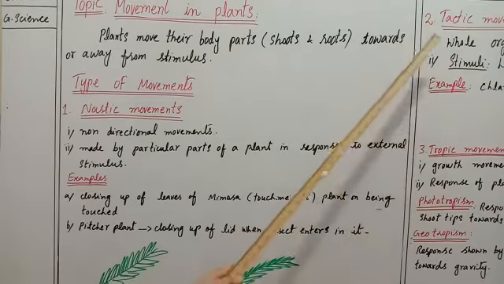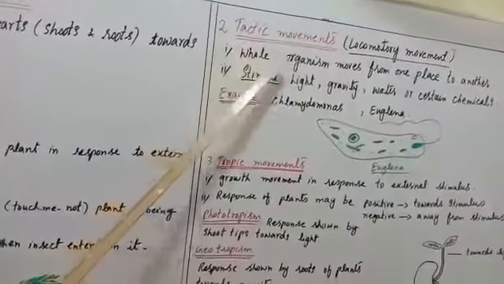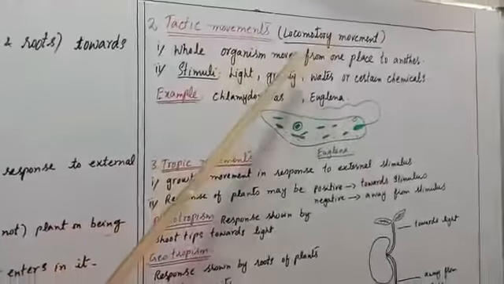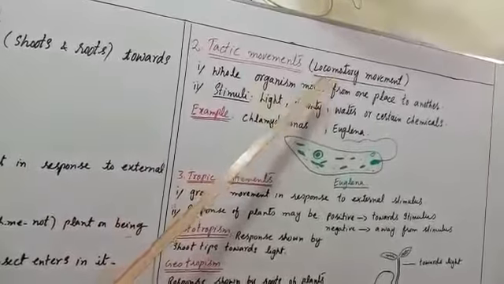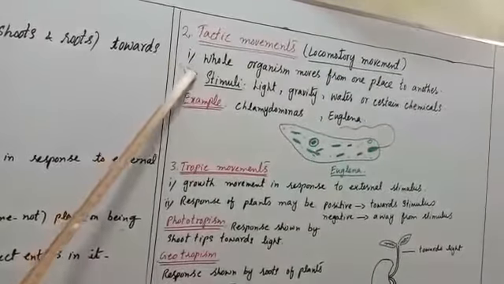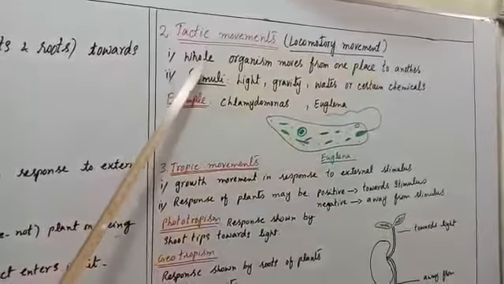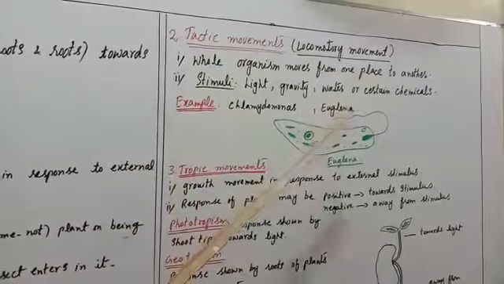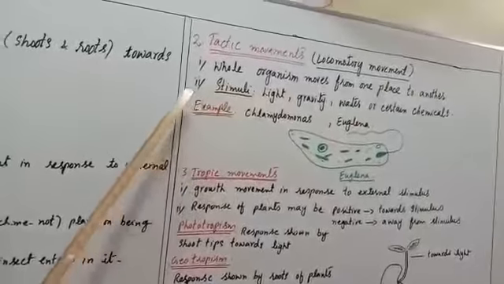Now come to the next movement. It is tactic movement. It is also called locomotory movement. Locomotion means the movement of the whole body. The first point is that the whole organism moves from one place to another. In tactic movement, the body of the whole organism moves from one place to another. It usually occurs in unicellular organisms.